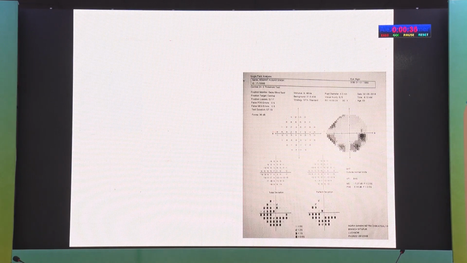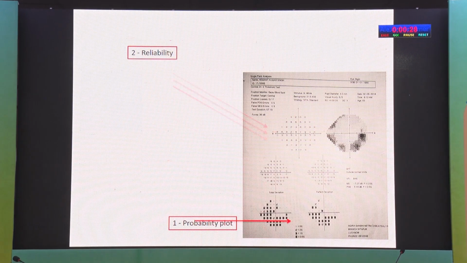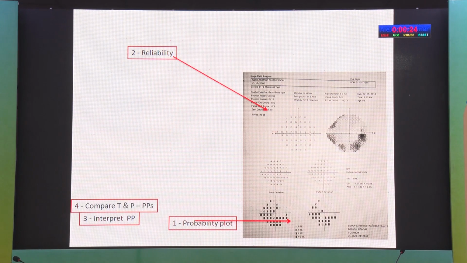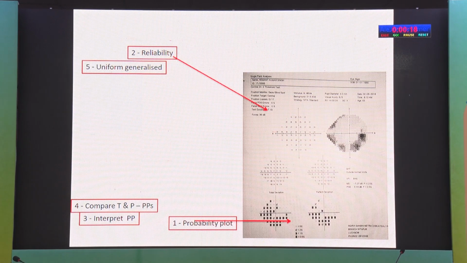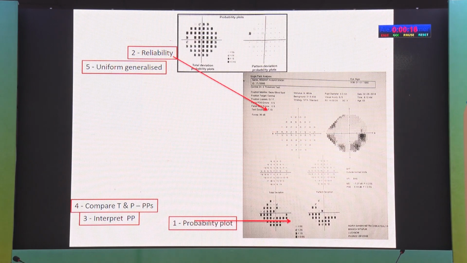So if you actually have a visual field printout, how will you start? Where do you start reading the printout? If you see a few visual field defects in the probability plot, first of all, go and check if it's a reliable field, then start interpreting the probability plot by comparing the total and the pattern deviation probability plots, wherein a uniform generalized field defect like this, where there is a bad total and an absolutely normal pattern, is not a glaucomatous feature, and so you can overlook it.